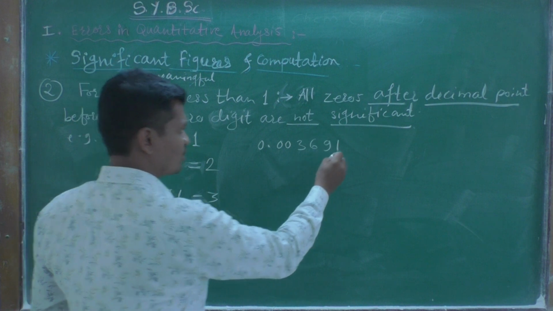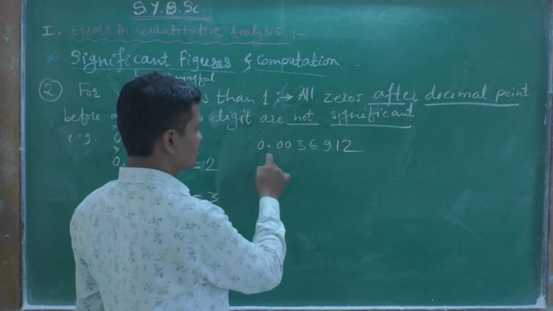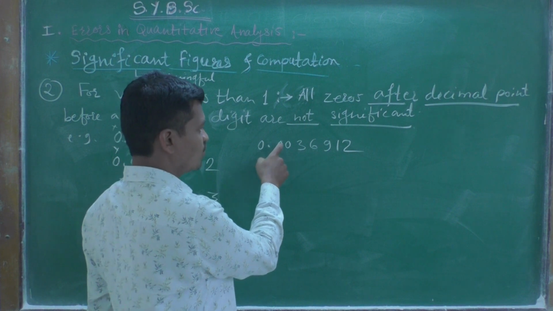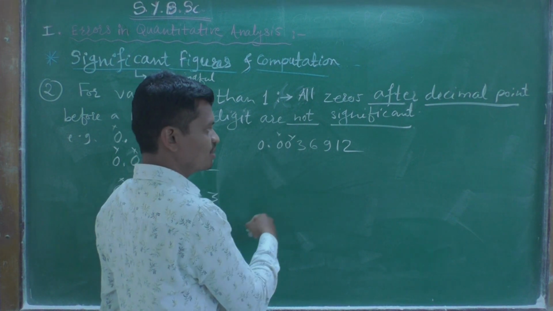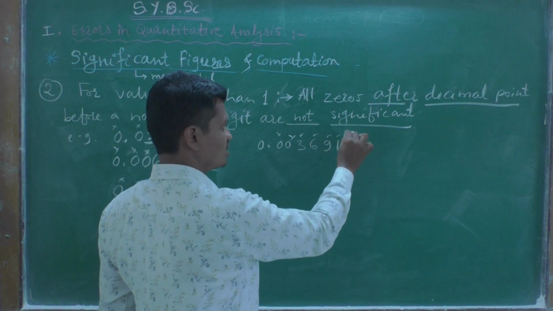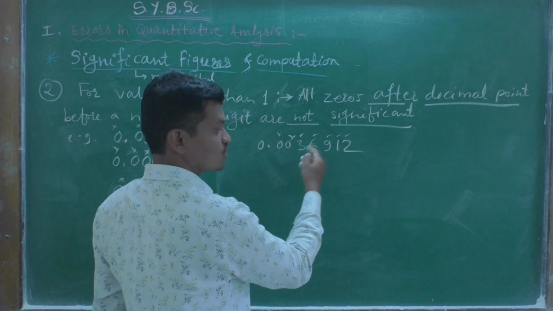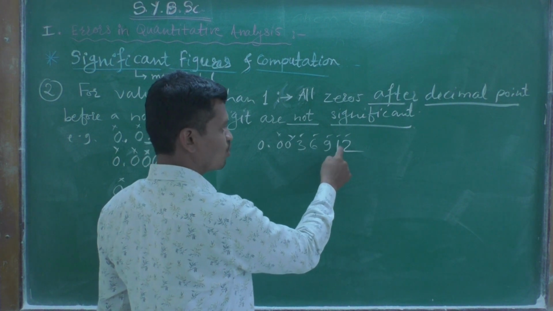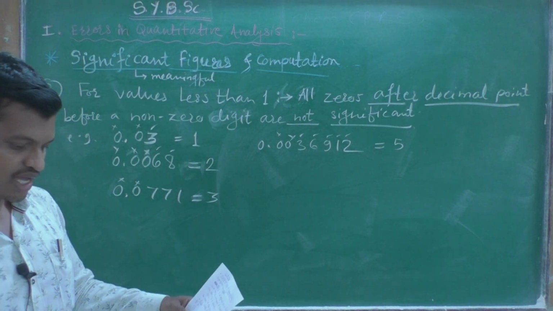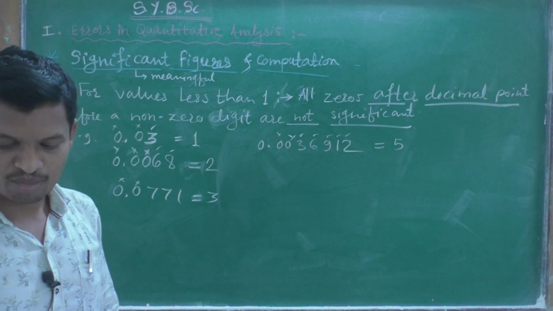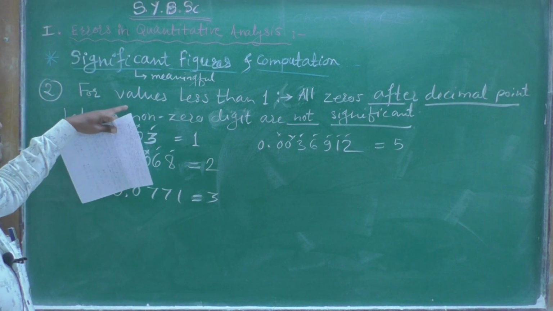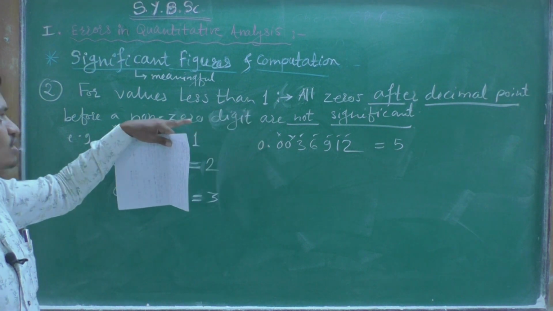Then 0.003691, let us say, or 2, any number. After the decimal point, how many zeros are there? 1, 2. They are not significant. So the significant figures: this 3 is significant, 6, 9, 1, 2, all are significant. So how many digits are there? 1, 2, 3, 4, 5. So the significant figures in this case are 5. Okay, so this is the second rule, for the values which are less than 1.